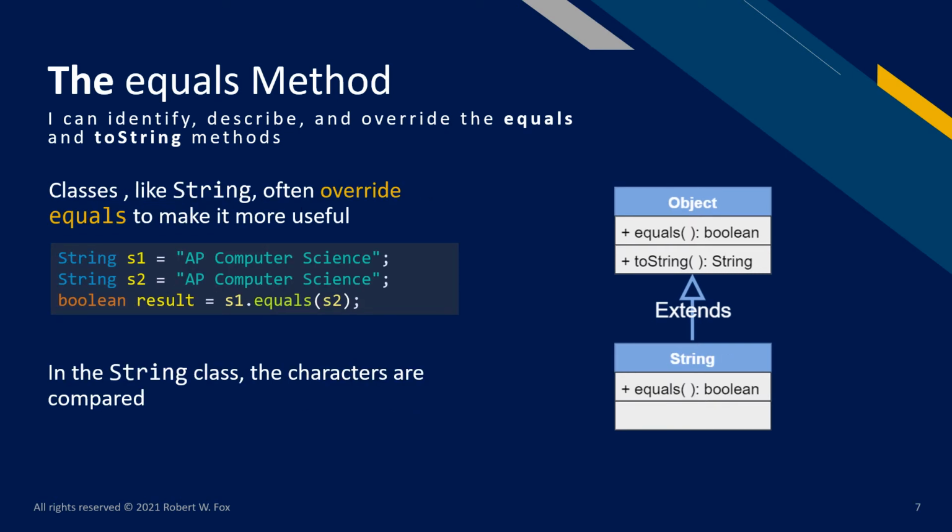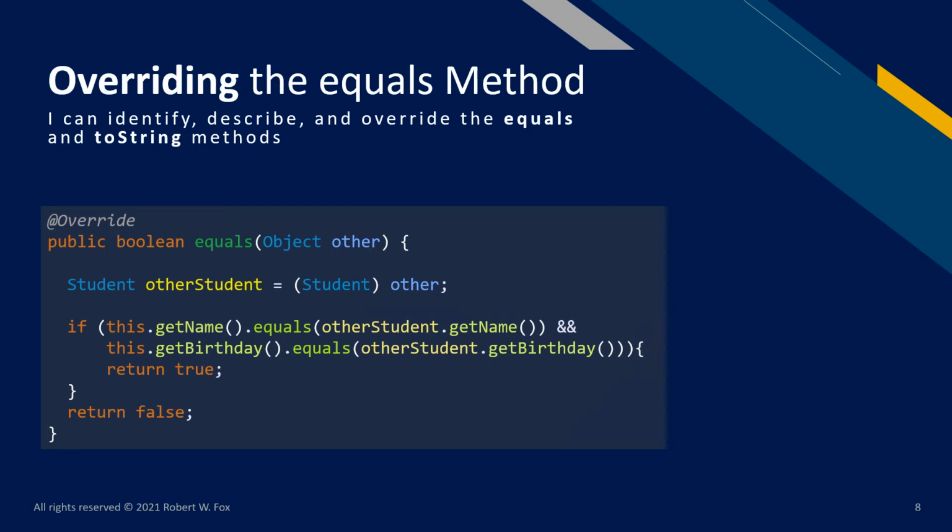Again, we can see this overriding take place with the String class where I make two String objects that contain the same characters, and I can determine if they're equal by saying s1.equals(s2). Again, this works because the String class overrides the method to compare the characters. We've overridden the toString method a number of times, but we've never overridden equals, so we need to talk about that a little bit. This particular example is going to be the equals method for the Student class that we've done in a few previous lessons. So it's going to determine if two students are equal to each other.